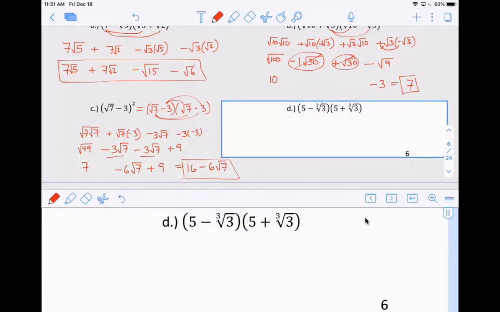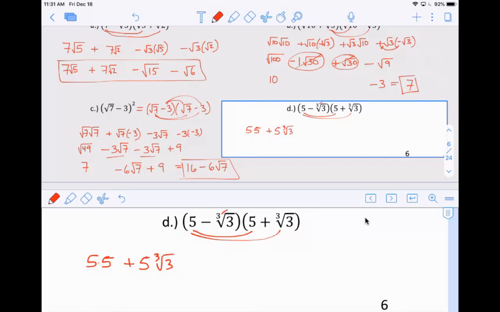All right, let's do another one. Looks oddly familiar to the first one, but this time it's got, the second one. This one has a cube in it. Luckily, nothing changes. So I've got 5 times 5. I've got plus 5 cubed root of 3. Oops. Negative cubed root of 3 times 5. And negative cubed root of 3 times cubed root of 3.